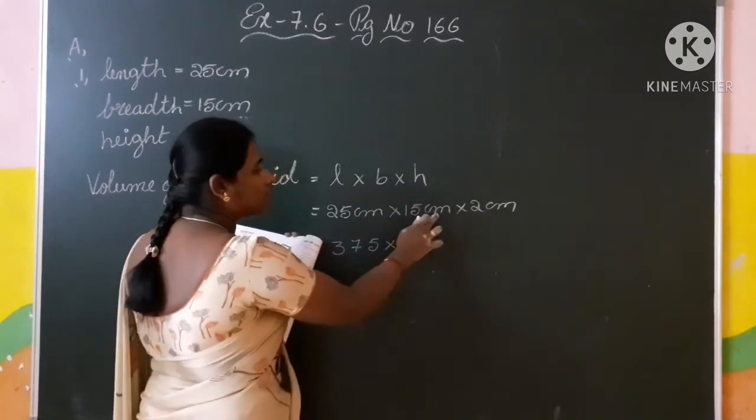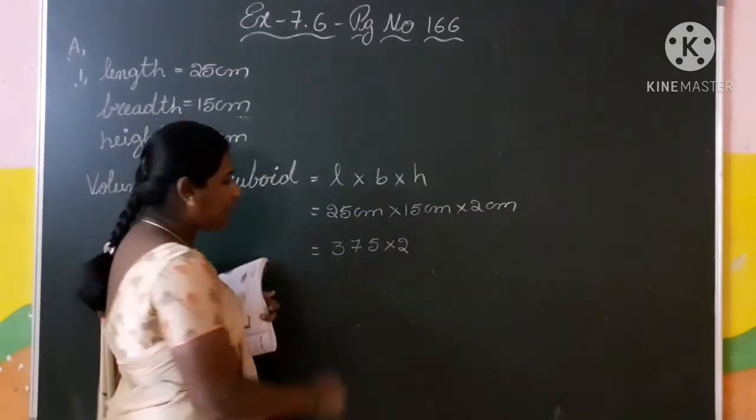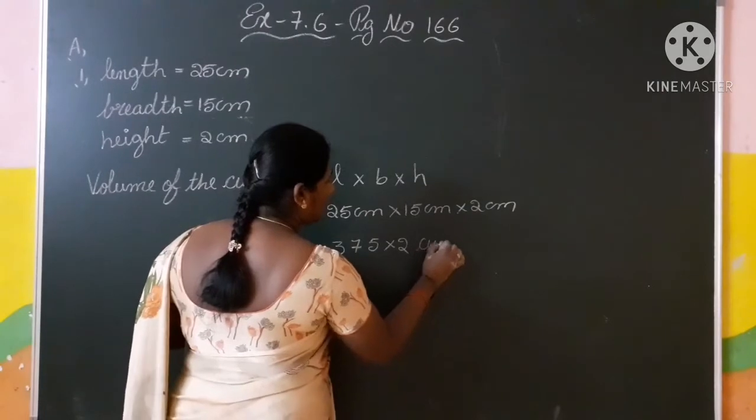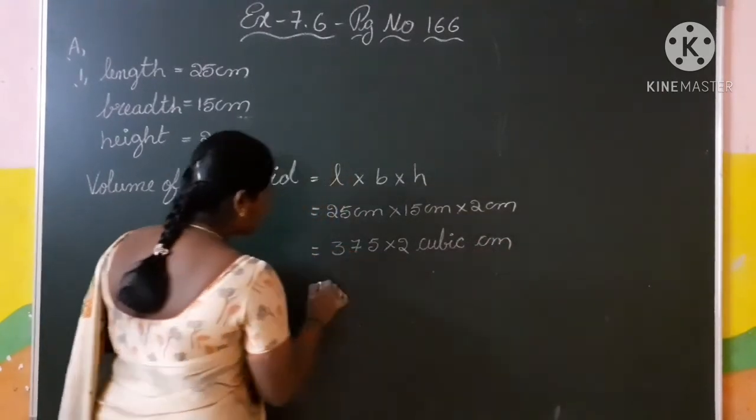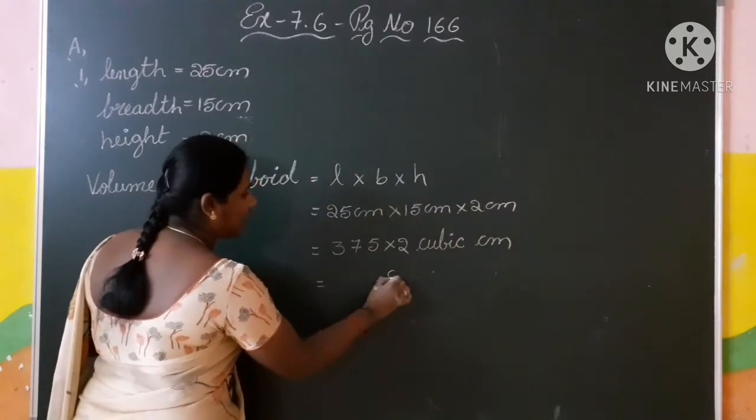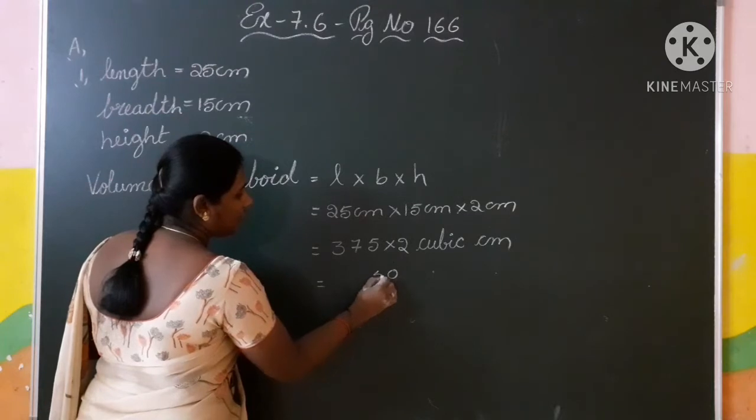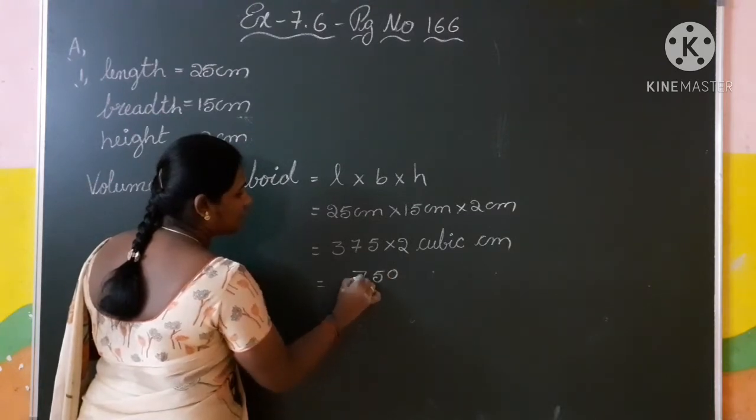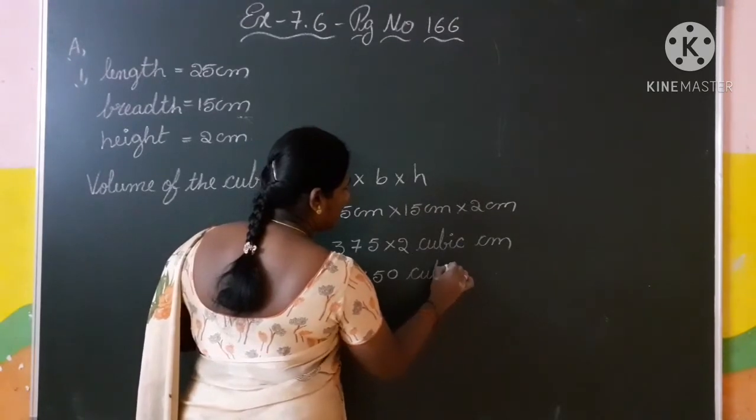Here centimeter into centimeter into centimeter, so volume we have to measure in cubic centimeters. So multiply with 2: 2 5s are 10, 2 7s are 14, 1, 15, 2 3s are 6, 1, 7, 750 cubic centimeter.